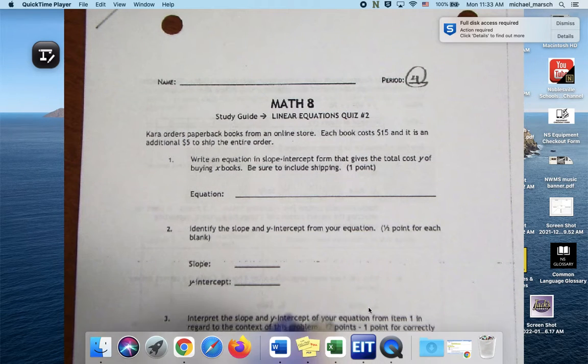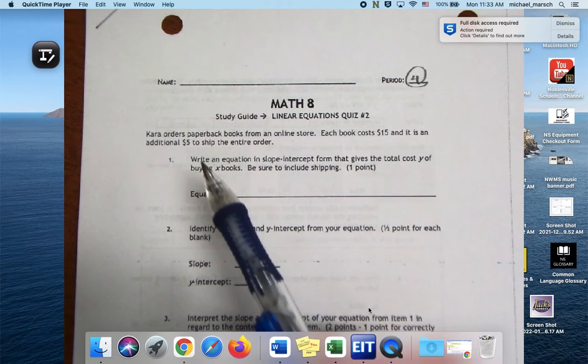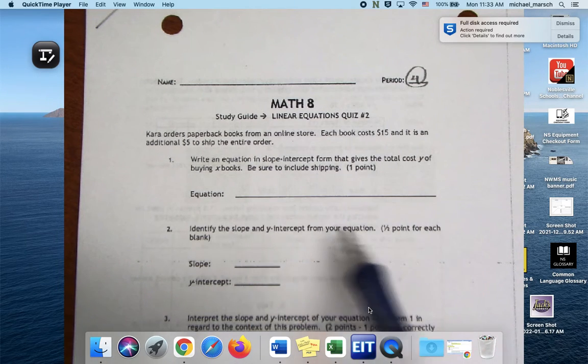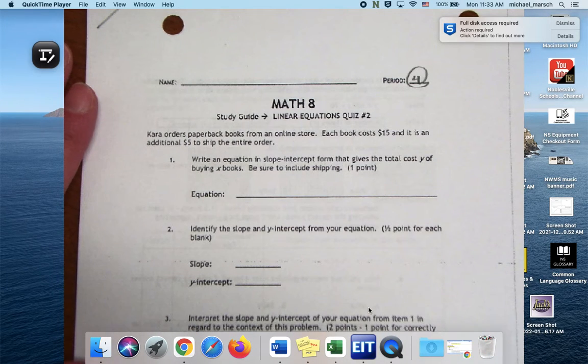Ordering paperback books. Kara. Each book costs $15, $5 to ship. What equation did you come up with? Y equals 5x plus 15. 15x. It's 15x.